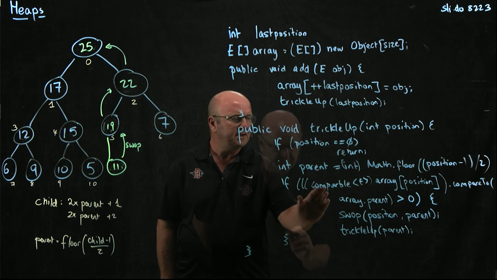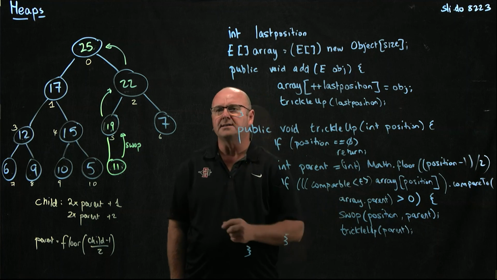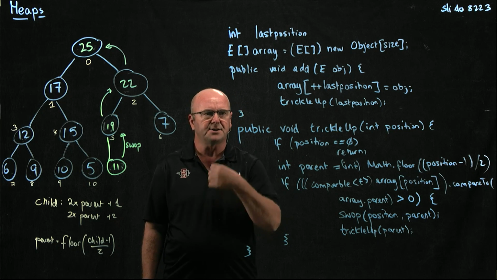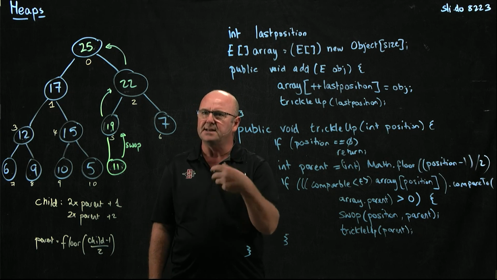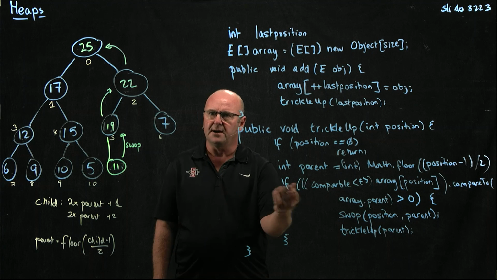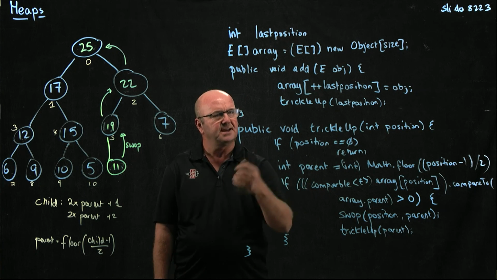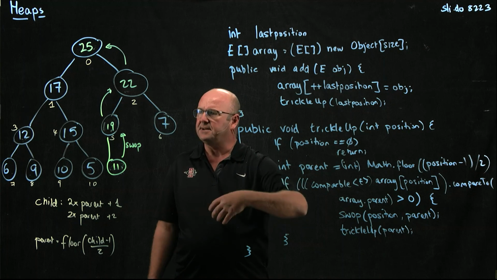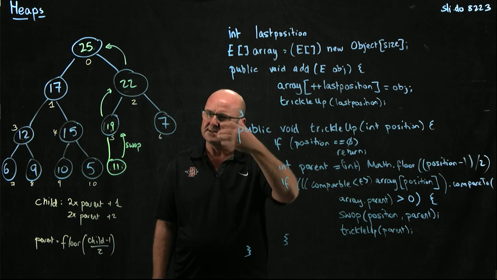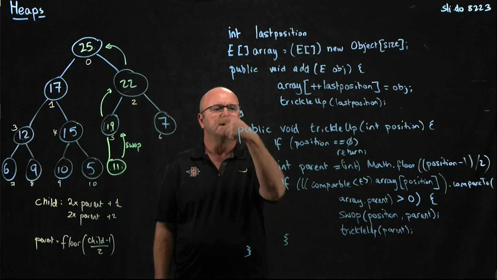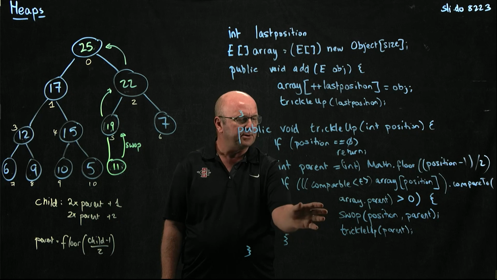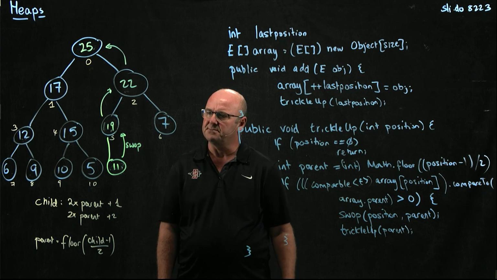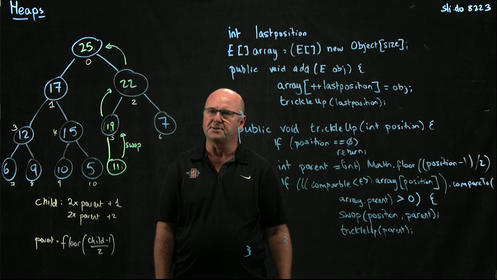So we look and see, is the thing we've added larger than its parent? If it is, we swap them, and then we go up to that node and say, is that larger than its parent? And if it is, we swap that. And then we go up to its parent, is that larger? Until we either get to the root or until we get to some position where we don't have to trickle up any further.